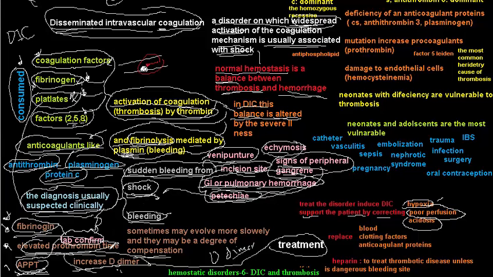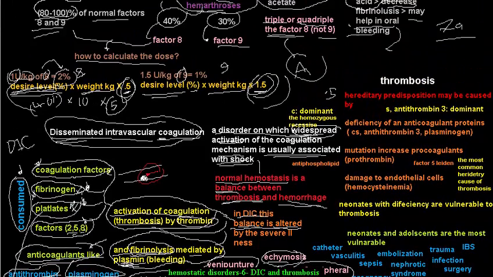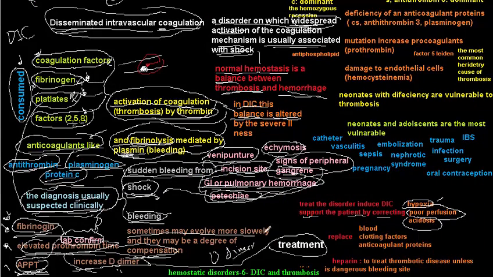Anticoagulatory factors decrease. Sometimes we may have slow-developing DIC, so it will be compensated to some degree. So there are fewer clinical symptoms and fewer laboratory findings in these cases. This is the diagnosis of DIC.